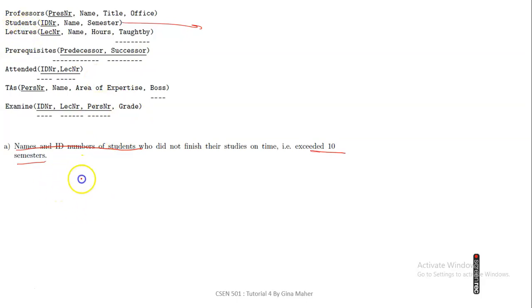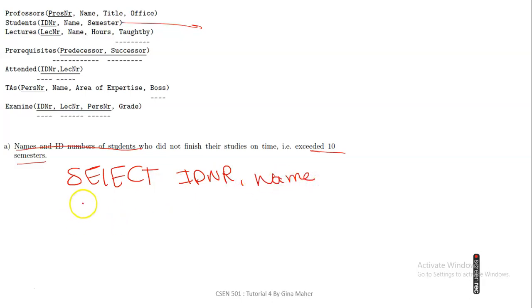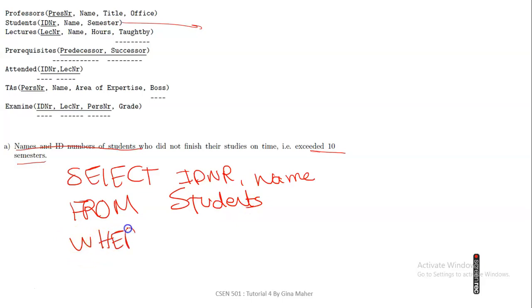So we are going to select ID and name from students where semester greater than 10. Okay, let's move to another example.